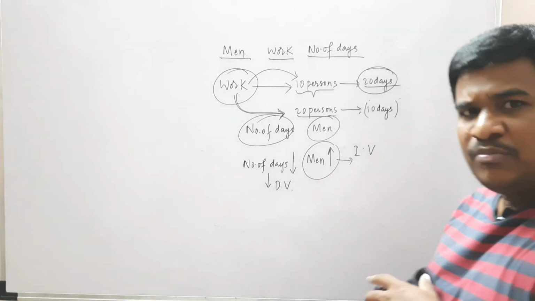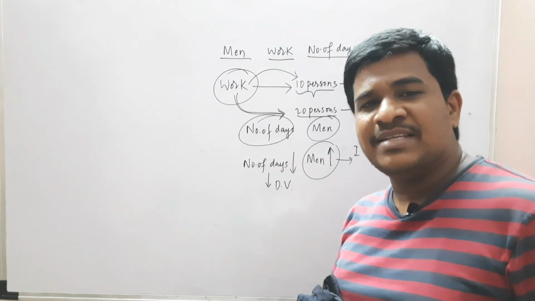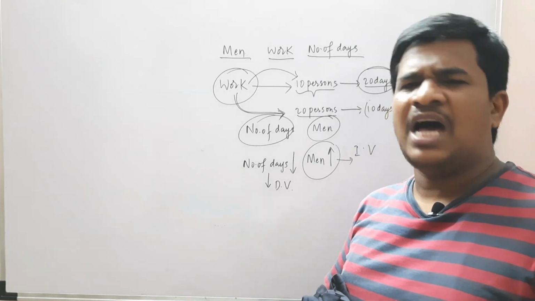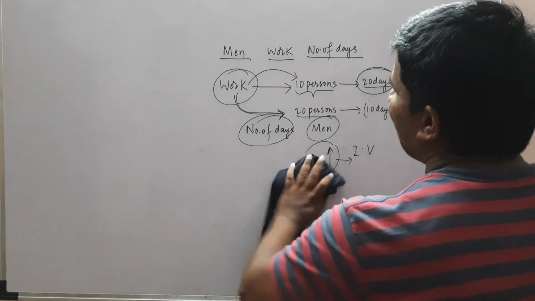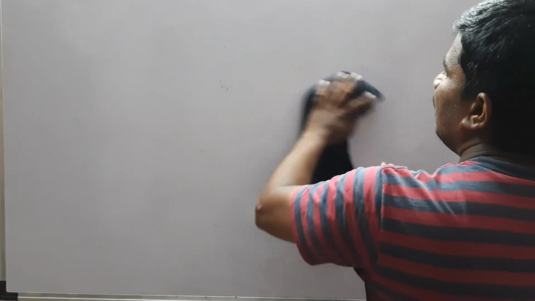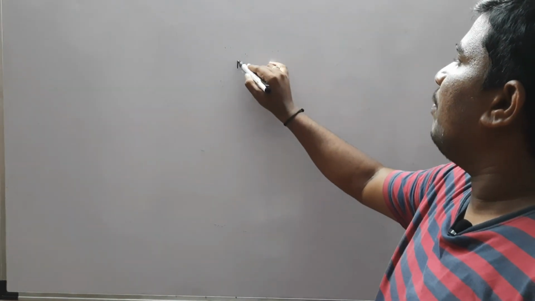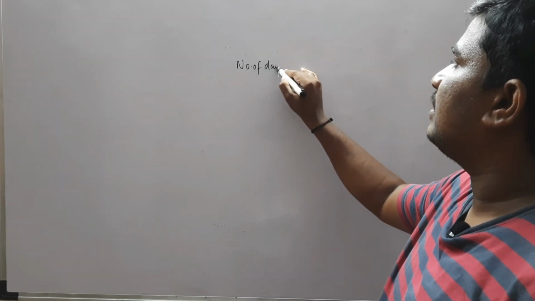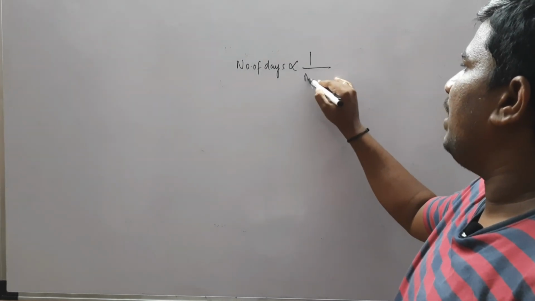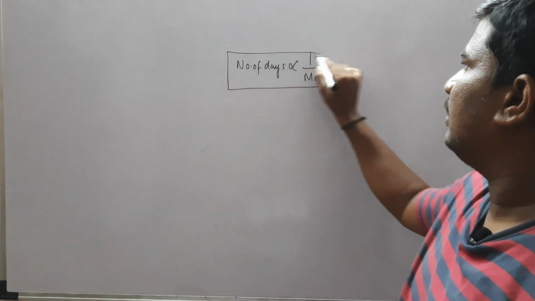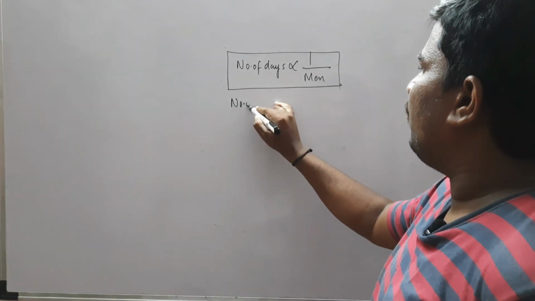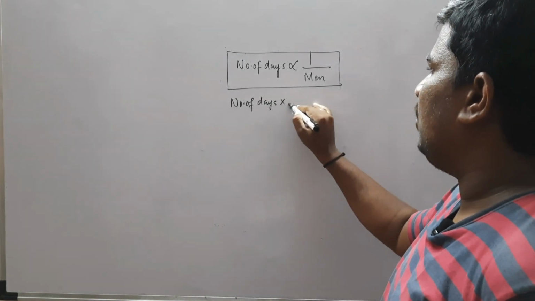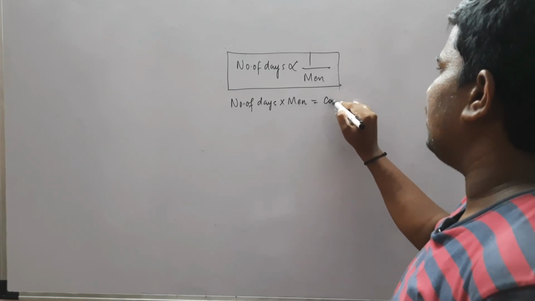So here two variables are in such a way that when one variable is increasing, the other variable is decreasing, or when one variable is decreasing, the other variable is increasing. So this particular relation, okay, we call it inverse proportion. So number of days is inversely proportional to men. We write like this. So what we write is number of days into men is always constant.